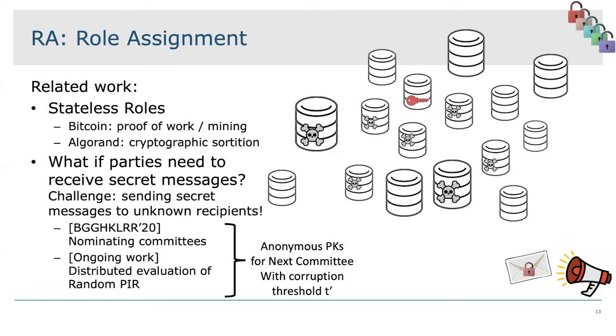Only the party holding the corresponding decryption key will know that this message is intended for her, and she'll be able to decrypt it. The guarantee we need from the role assignment mechanism is that at most a threshold T' of the members of the committee should be corrupt. And we take T' to be half of the size of the committee.